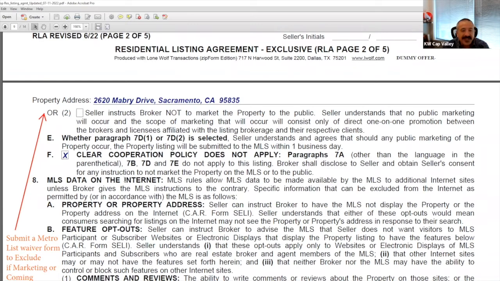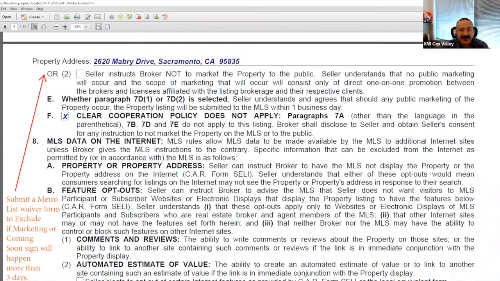8, MLS data on the internet. This basically is just confirming the obvious, that unless you are advised by the client not to put it in the MLS, the MLS rules allow the data to be made available to additional internet sites. In other words, they get syndicated.